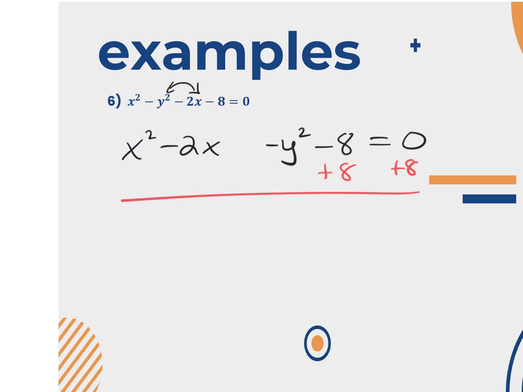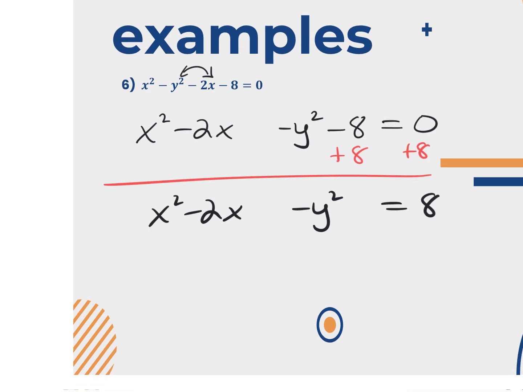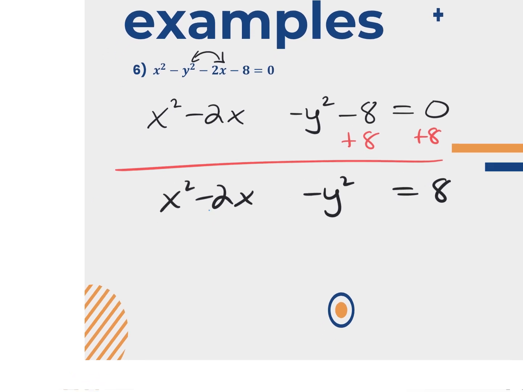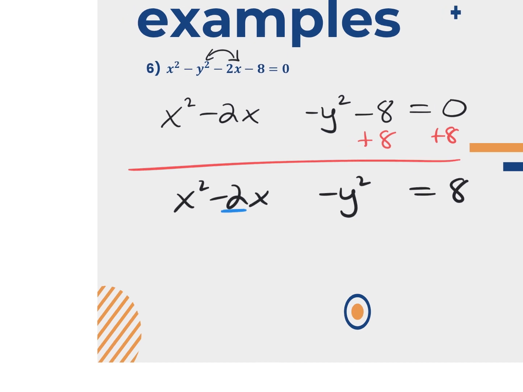I could have done that at the beginning. So I have x squared minus 2x, the blank space, y squared, and then equals 8. So now I need to complete the square for the x's. So I take the b term here, the negative 2, divide it by 2, and square it. I get negative 1. Negative 1 squared is 1. So in here I'm going to put negative 1 squared, but over here I'm going to put plus 1.